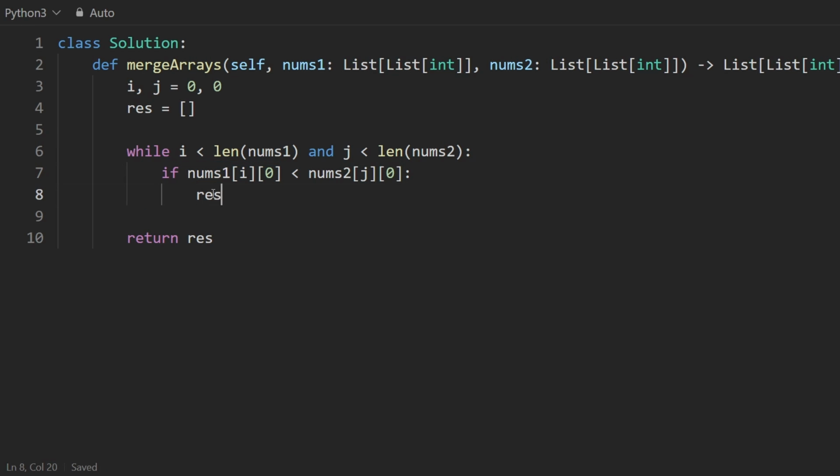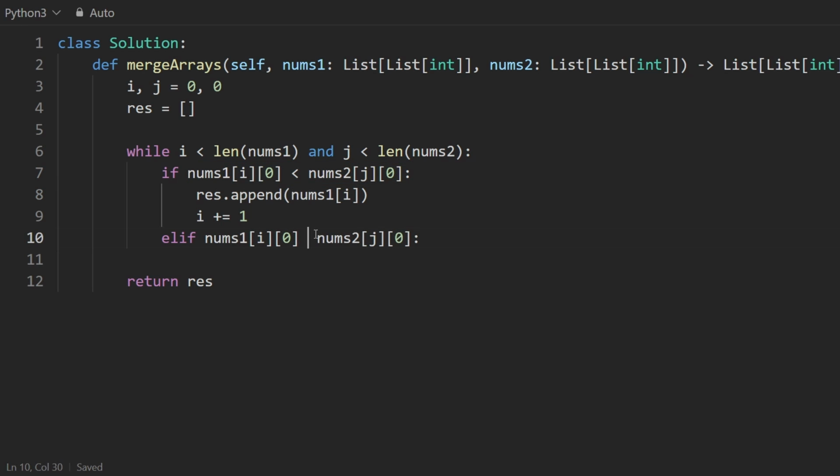So then we would append that pair to the result, nums1 at i, and then we can increment the i pointer. Otherwise, if the opposite is true, I'll just copy and paste that, change the condition around, then we would do the opposite. So I'm going to increment my j, and here I'm going to append nums2 at index j.